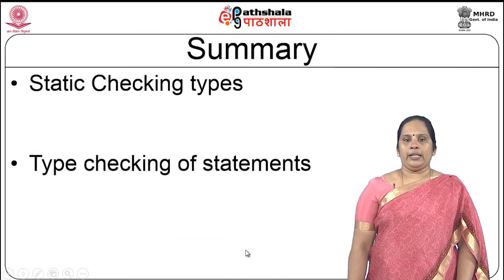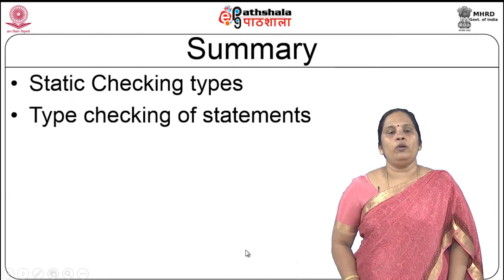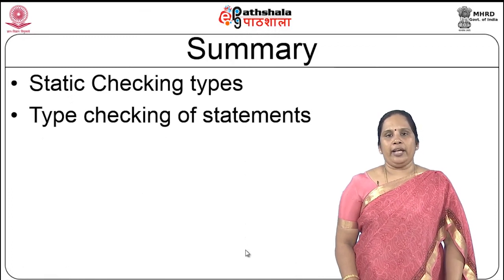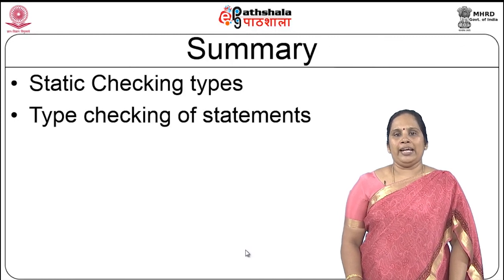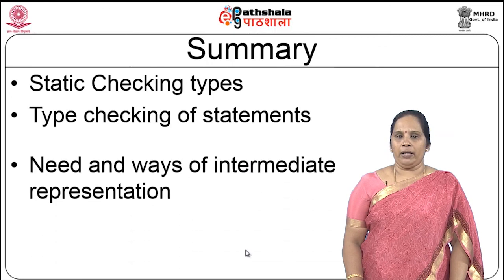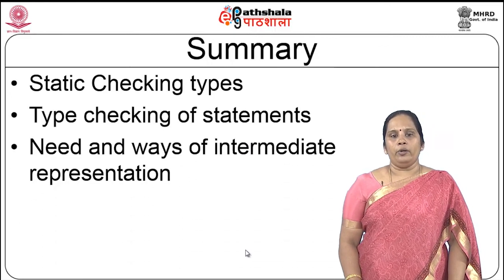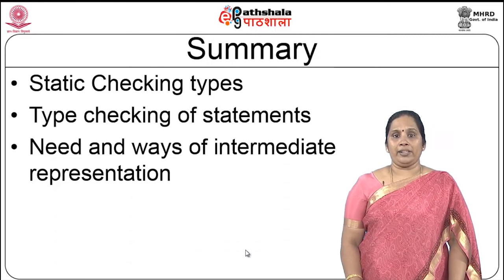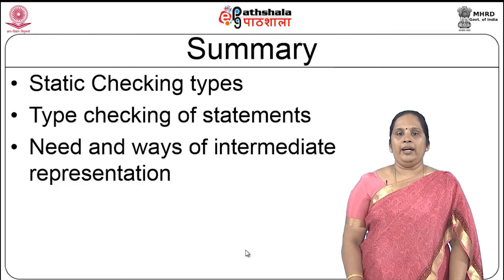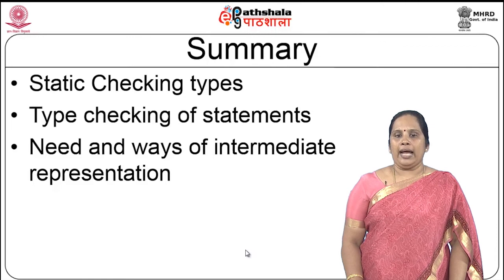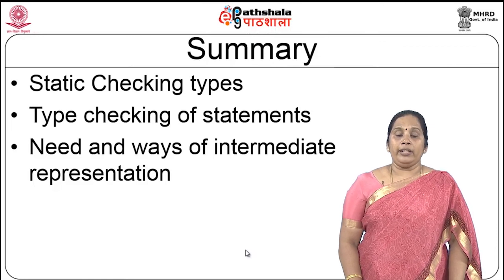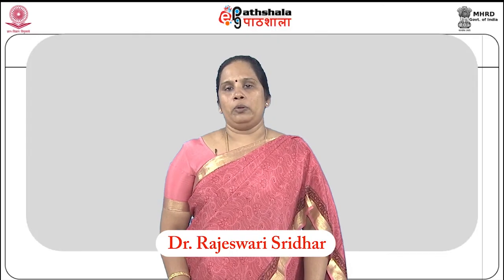So on summarizing, this particular module looked at some static checking types such as type checking, flow of control checks, uniqueness checks, and name related checks, which are part of the semantic phase of the compiler. This module also introduced the ways of intermediate representation in a compiler, and the ways of representing in terms of syntax tree, DAG, or the three address code were introduced in this module. Thank you.